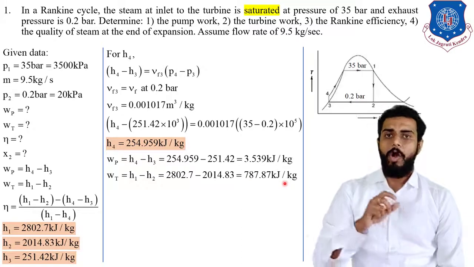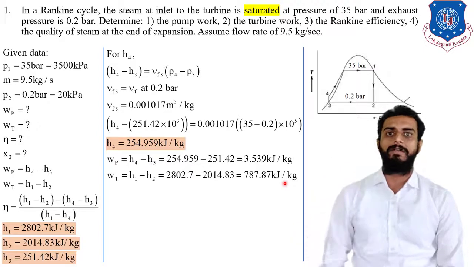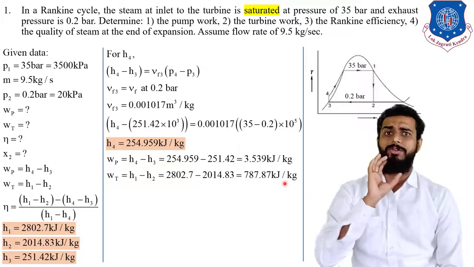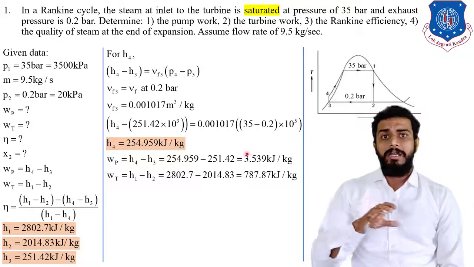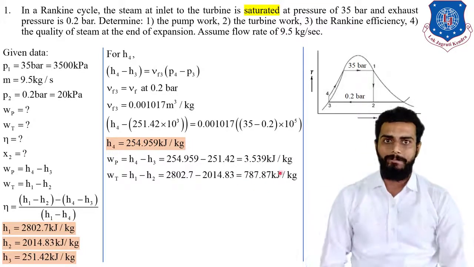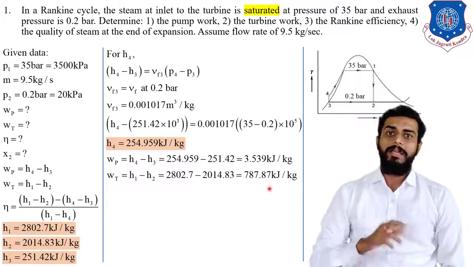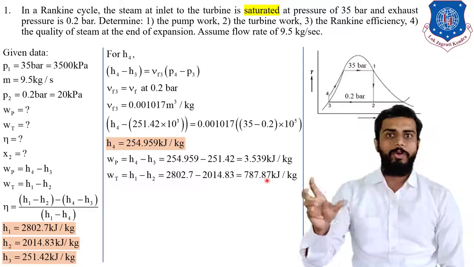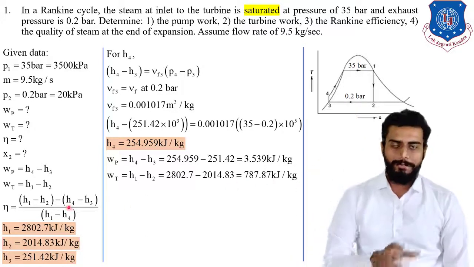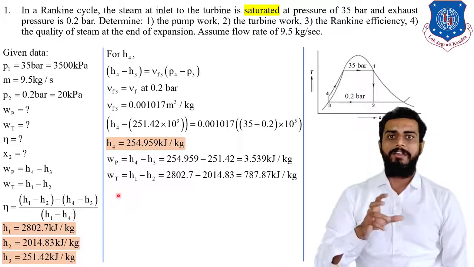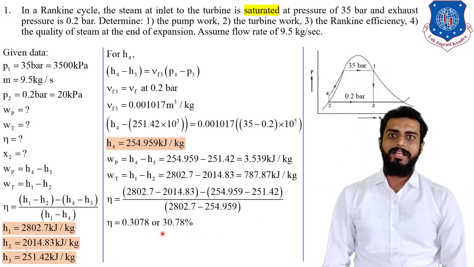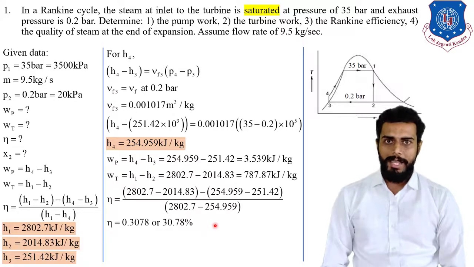Now remember, students, compare the pump work with the turbine work. The value of pump work is around 3.5 kilojoule and the value of turbine work is nearly 800 kilojoule. So you have a drastic difference between pump work and turbine work. Keep this in your mind. Now we are supposed to find the efficiency. For efficiency, you already know the equation written on the left hand section. Substitute all the values, and we find the efficiency as 30.78%. Okay, that is the final value of efficiency. Okay, thank you.